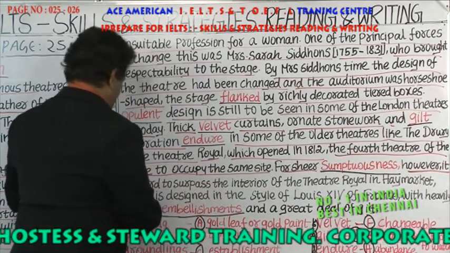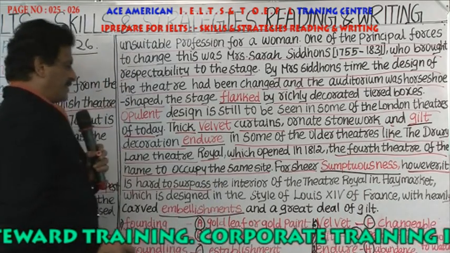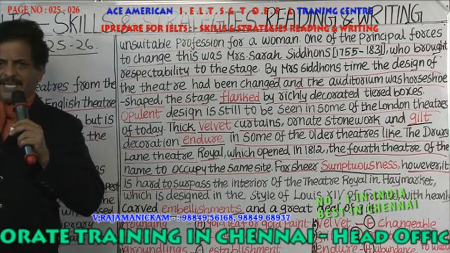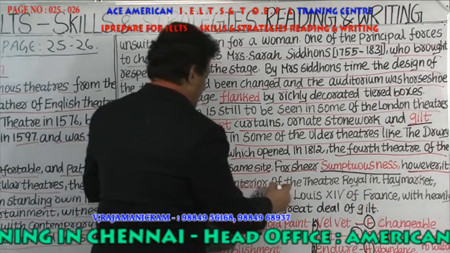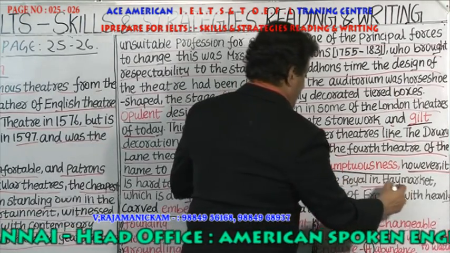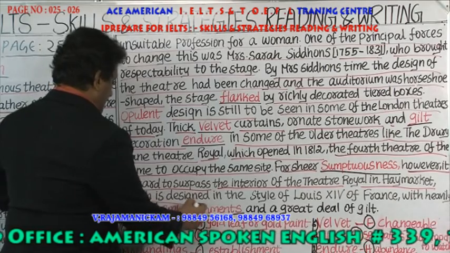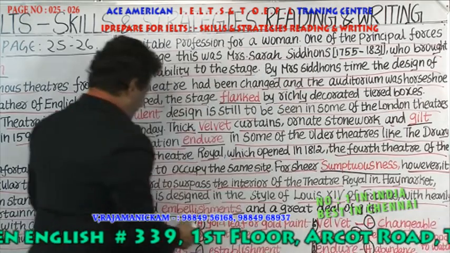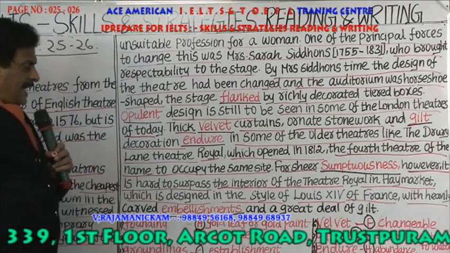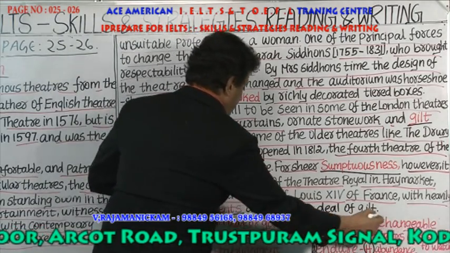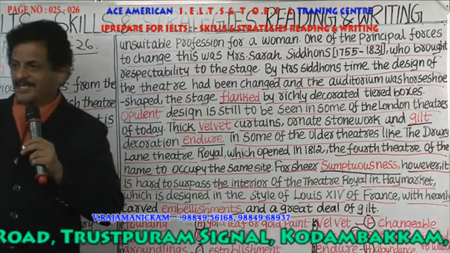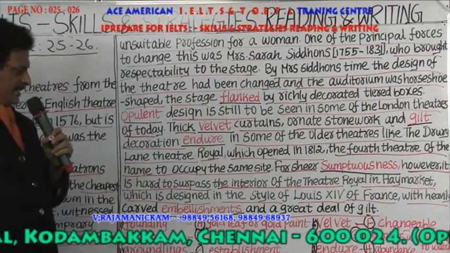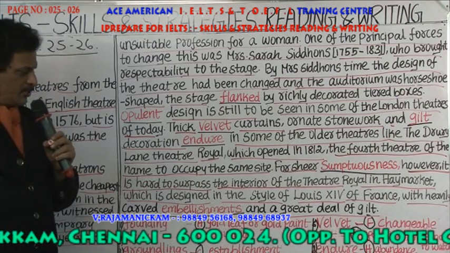However, it is hard to surpass. Surpass means what? To overcome, to pass, to break the record. To surpass the interior of the Theatre Royal in Haymarket, which is designed in the style of Louis XIV of France with heavily carved embellishments and a great deal of gilt. What do you mean by embellishments, sir? Adornments, richness, everything.